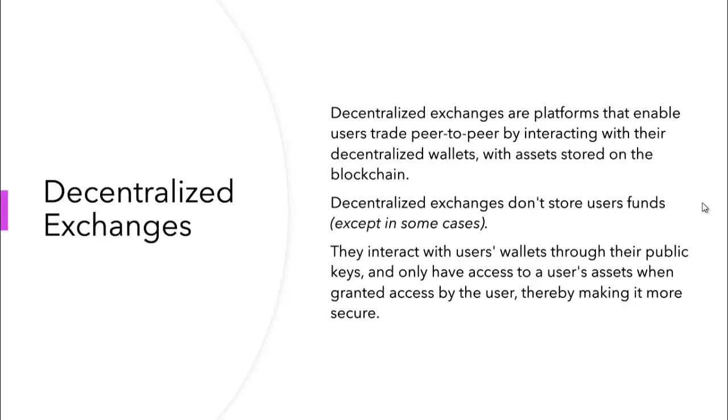See, they interact with users' wallets through their public keys, and they only have access to a user's assets when granted access by the user, thereby making it more secure. But on a centralized exchange, your money is there now. They have access to your money 24/7. That is the truth. The decentralized exchange cannot access your funds except you grant it permission. But a centralized exchange can have access to your funds whether or not you like it.